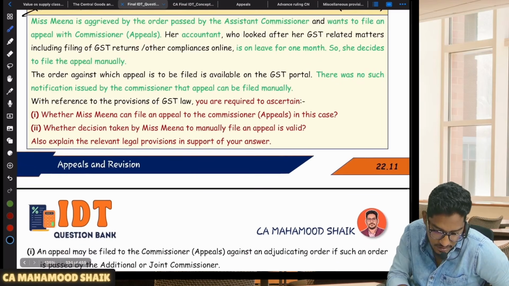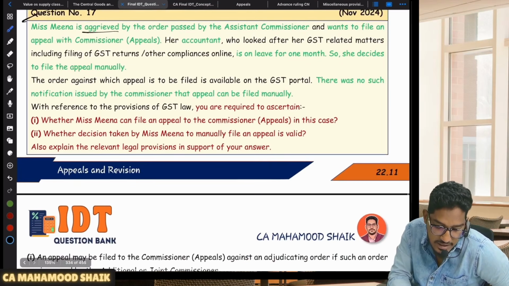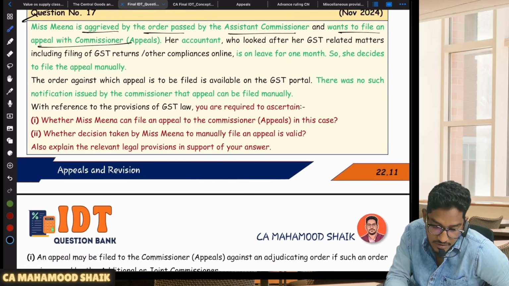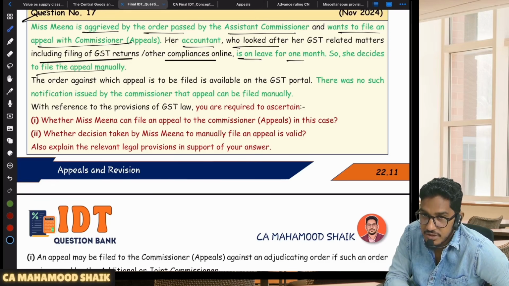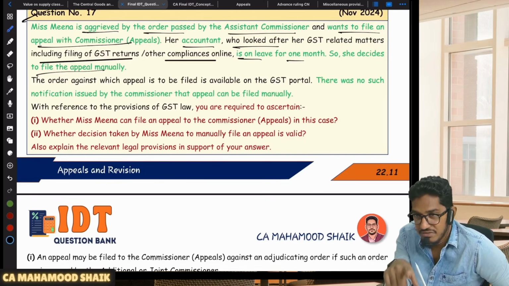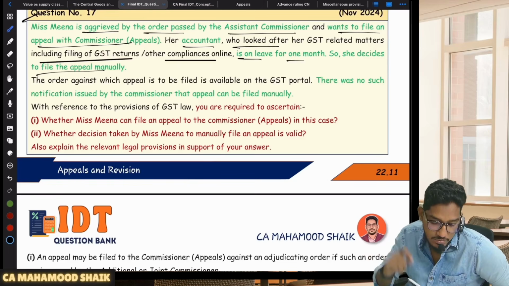This you can do here. Whether Miss Meena is aggrieved by the order passed by the Assistant Commissioner and wants to file an appeal with the Commissioner. Her accountant, who looked after the GST related matters, including filing of GST returns or other compliances online, is on leave for 1 month. So she decides to file the appeal manually. She wanted to file that GST APL 01 manually. Can she do it? Yes, but only when it is notified by Commissioner, and order copy you don't have to upload it on the common portal.